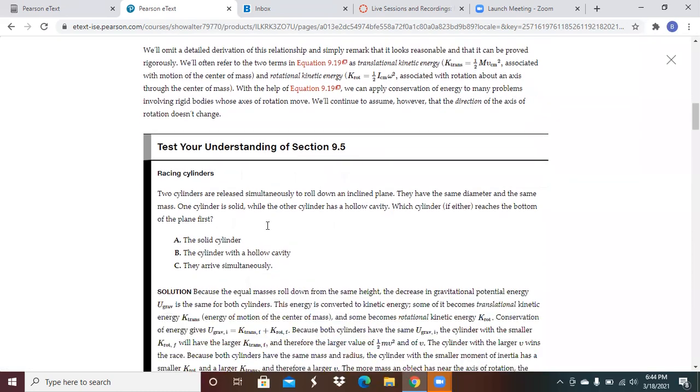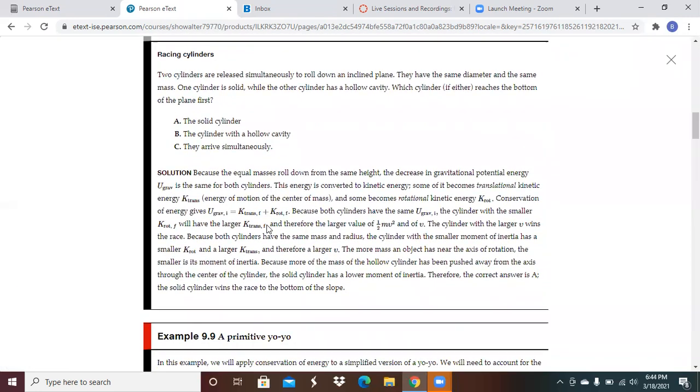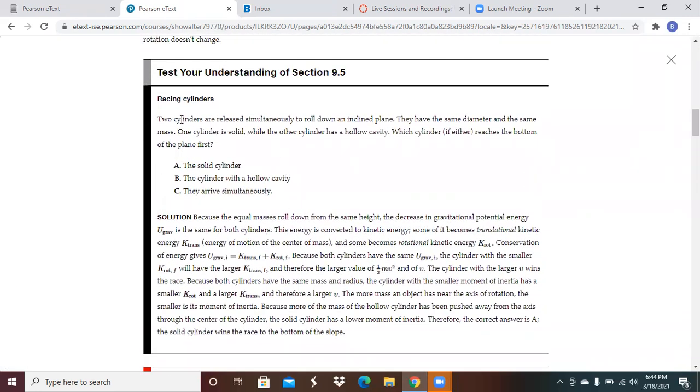And we're going to apply the conservation of energy to this. So let's say we've got two racing cylinders. Two cylinders are released simultaneously to roll down an inclined plane. They have the same diameter and the same mass. One cylinder is solid while the other one has a hollow cavity. Which cylinder, if either, reaches the bottom of the plane first?